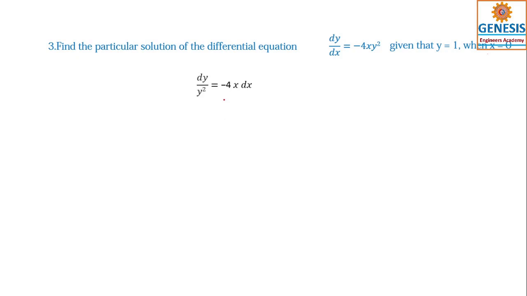Okay, so using the variable separable method, I have brought the y terms under dy and x terms under dx. And after performing the integration, I got this. So this is the general solution, and you can also rearrange it in this form. Okay, so I have to substitute x value as 0 and y value as 1, and you will have the particular solution.